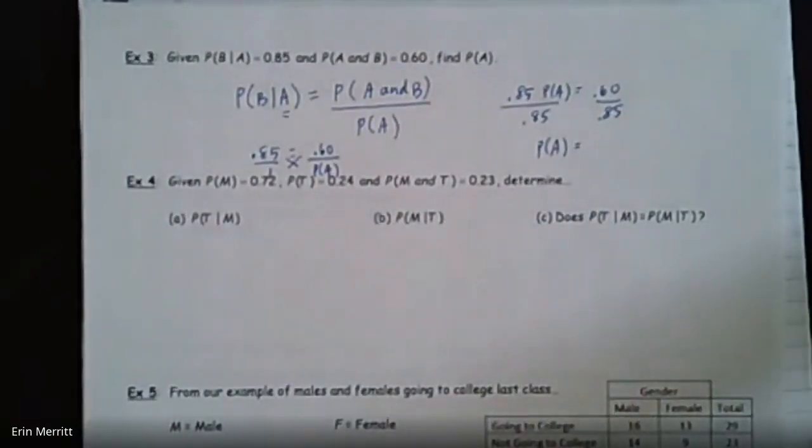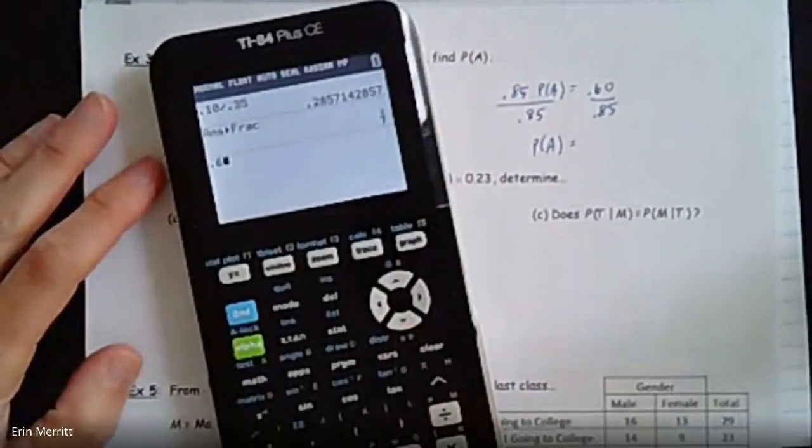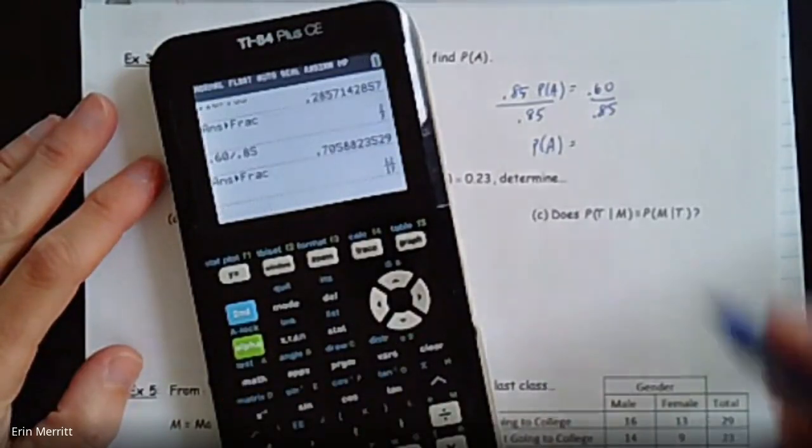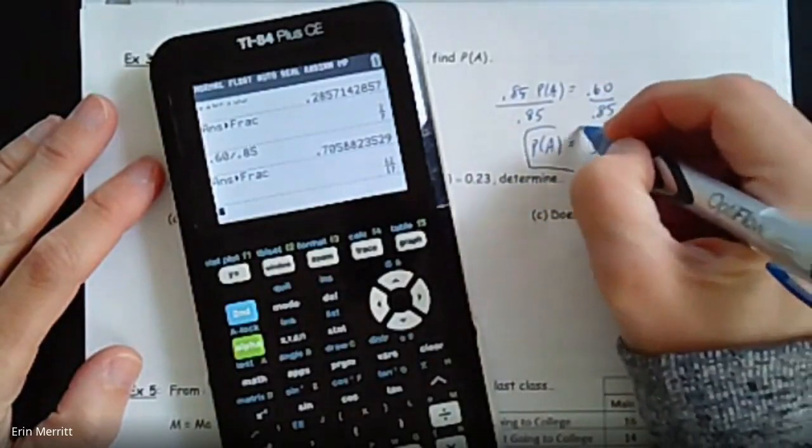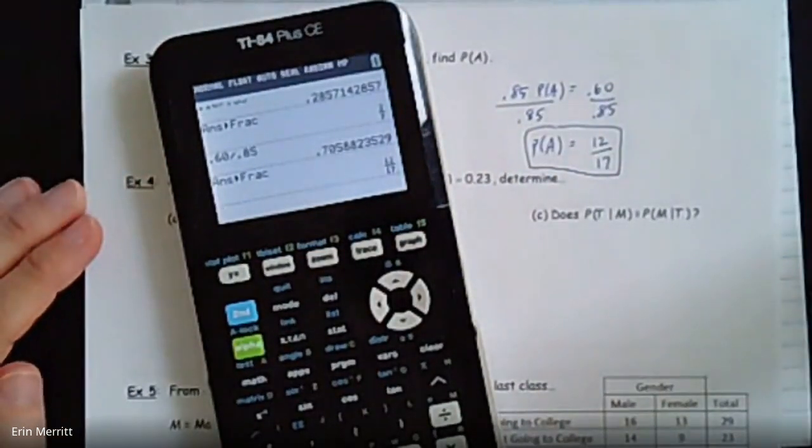And so if we take 0.60 divided by 0.85, the probability of A would be 12 over 17. So it's just like any formula. You can plug in, rearrange, and solve for the part that you're missing.